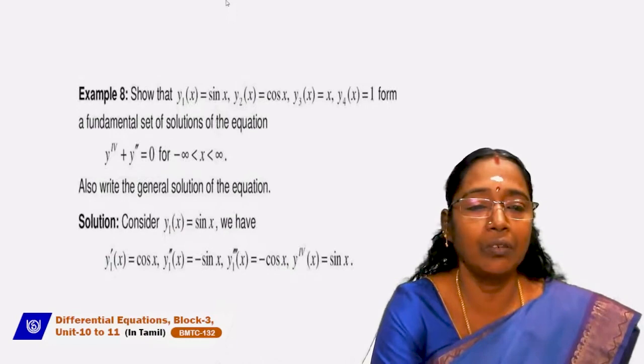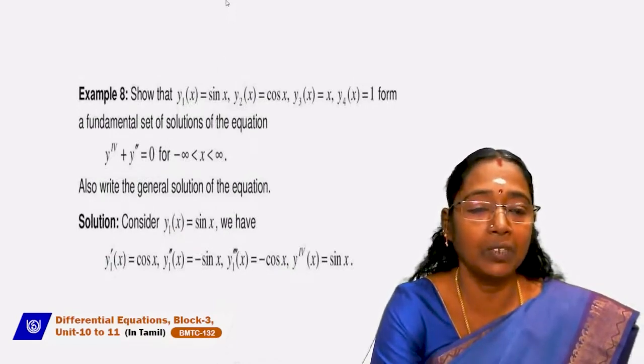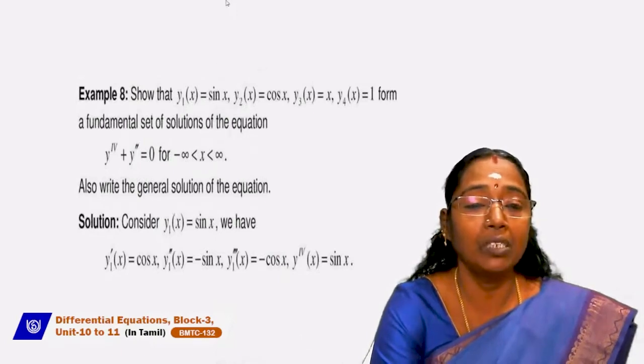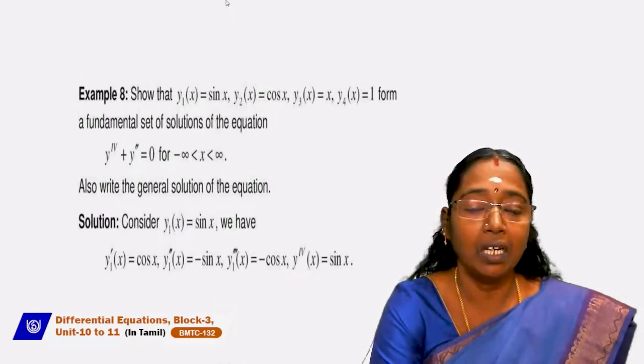Let y1 of x equal sin x. You have to find y1 dash of x. Sin x differentiates to cos x. Then y1 double dash of x: again cos x differentiates to minus sin x. Again minus sin x differentiates to minus cos x. Therefore y triple dash will be minus cos x. And then y4 dash: since y triple dash is minus cos x, again cos x differentiates to minus sin x, already having a minus sign, therefore y4 dash will be equivalent to sin x.